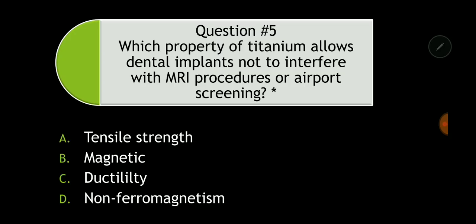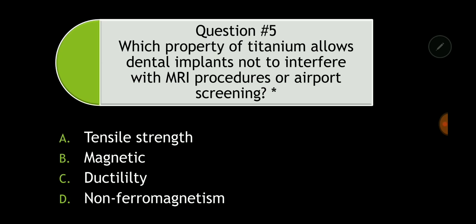All right, so moving on. Question number 5. Which property of titanium allows dental implants not to interfere with MRI procedure or airport screening? A. Tensile strength. B. Magnetic. Are implants magnetic? C. Their ductility. Or D. Non-ferromagnetism.